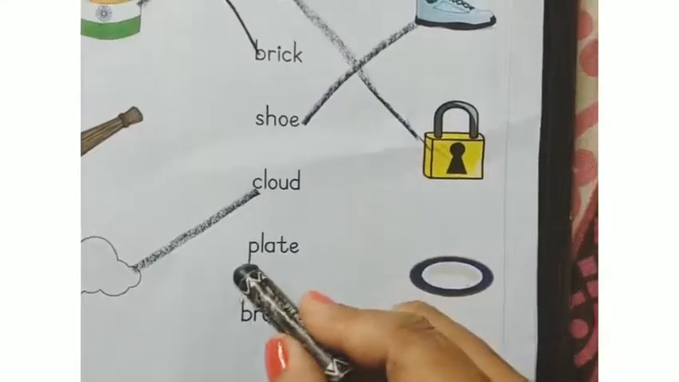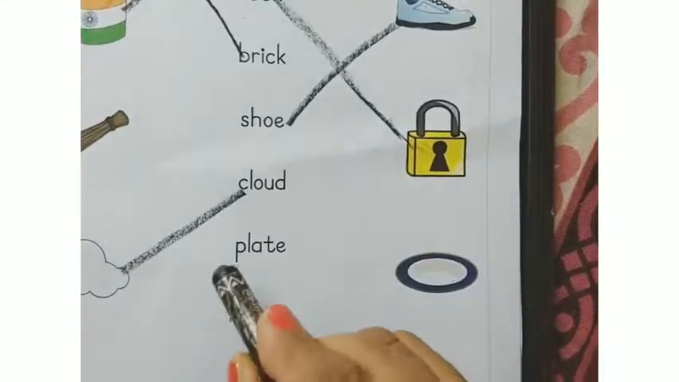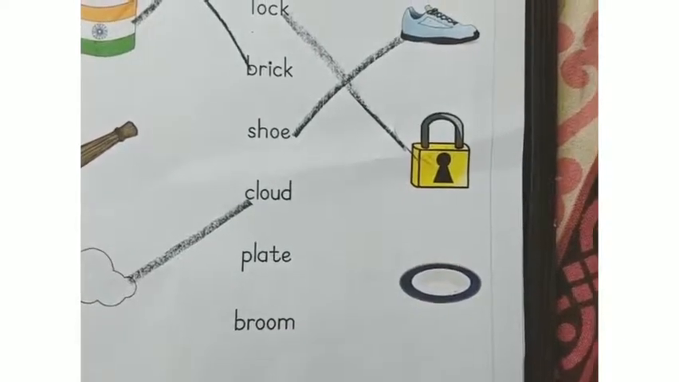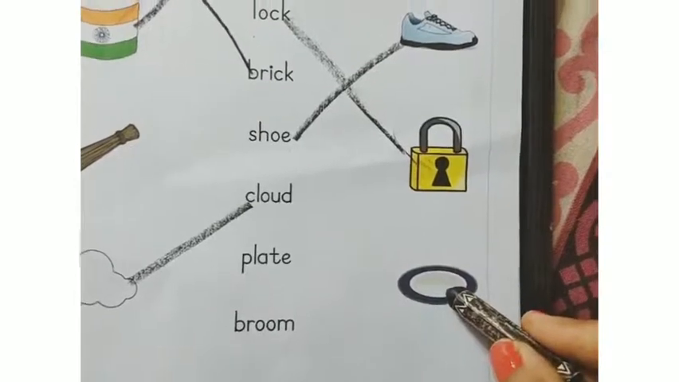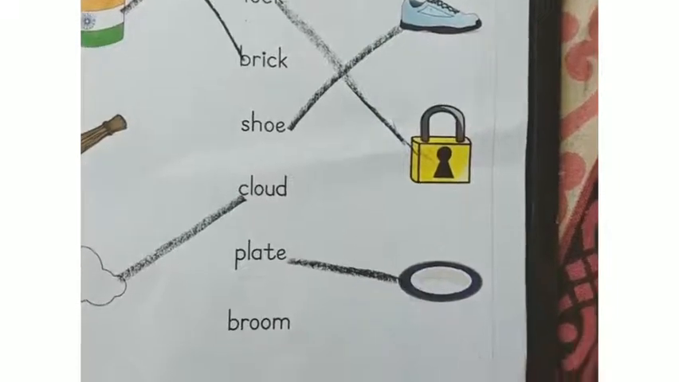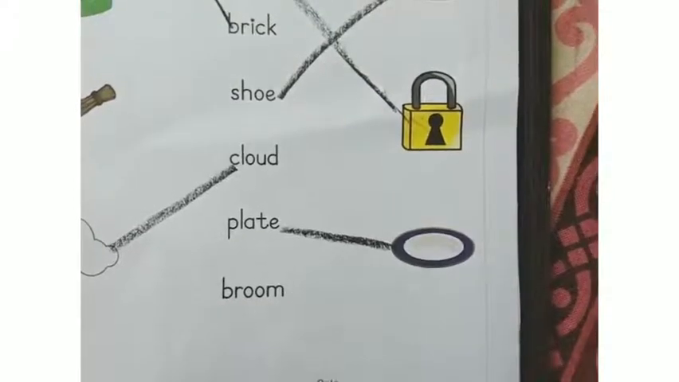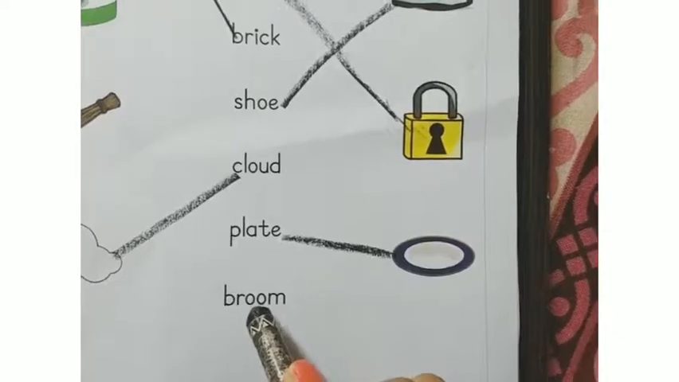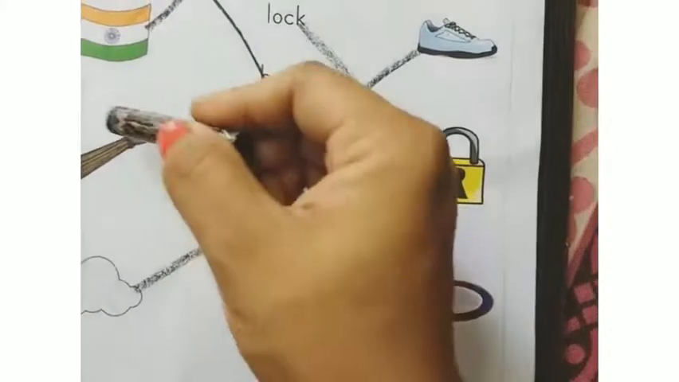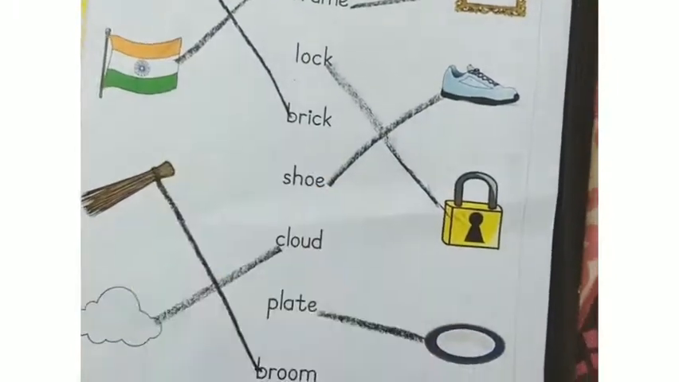Next word, plate. Plate, plate. Here. So join this plate. Now last, broom. Broom, broom. Where is broom? Here. So we will match this word to the picture.